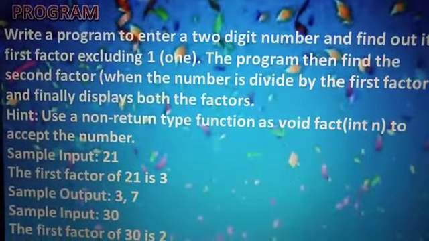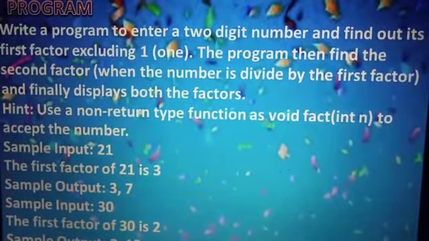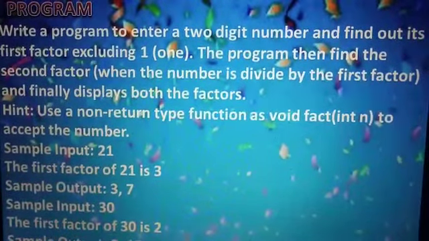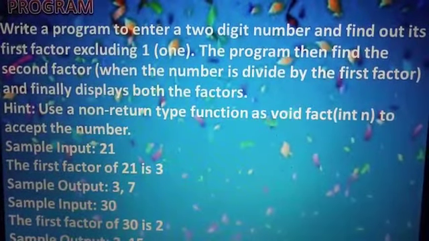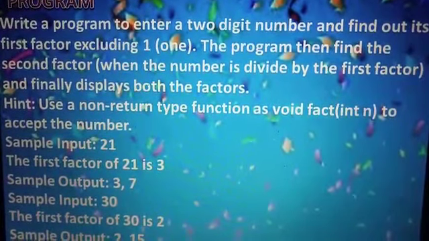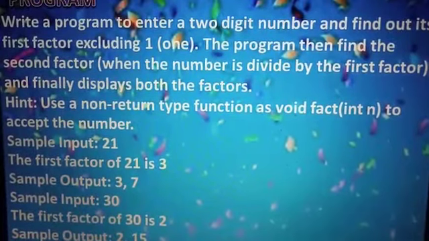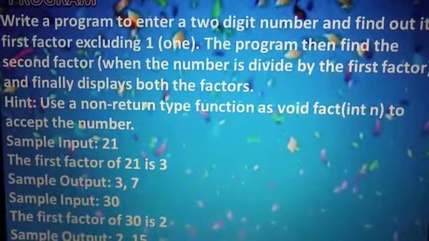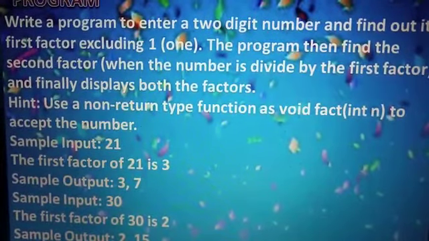Now let's see the program. Write a program to enter a two-digit number and find out its first factor excluding 1. The program then finds the second factor when the number is divided by the first factor and finally displays both the factors. Hint: use a non-return type function as void fact(int n) to accept the number.